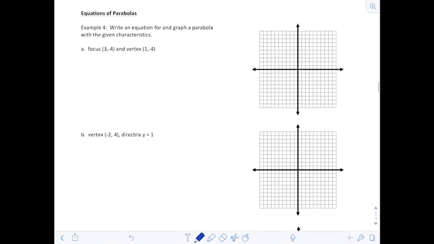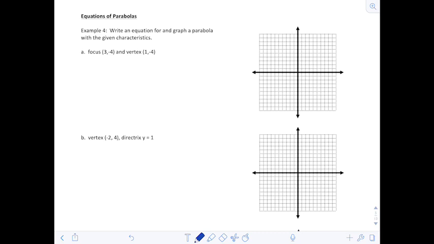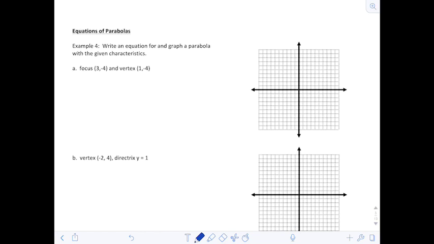Okay, the last 3 on this side, we are going to write the equations of a parabola and graph them given the following characteristics. And the key to this is going to be to really visualize what's going on. So the focus in the first one is 3, -4. So I'm going to graph that. My focus is 1, 2, 3, and 1, 2, 3, 4. Now I'm going to mark that with an X so I know the difference between the focus and the vertex.